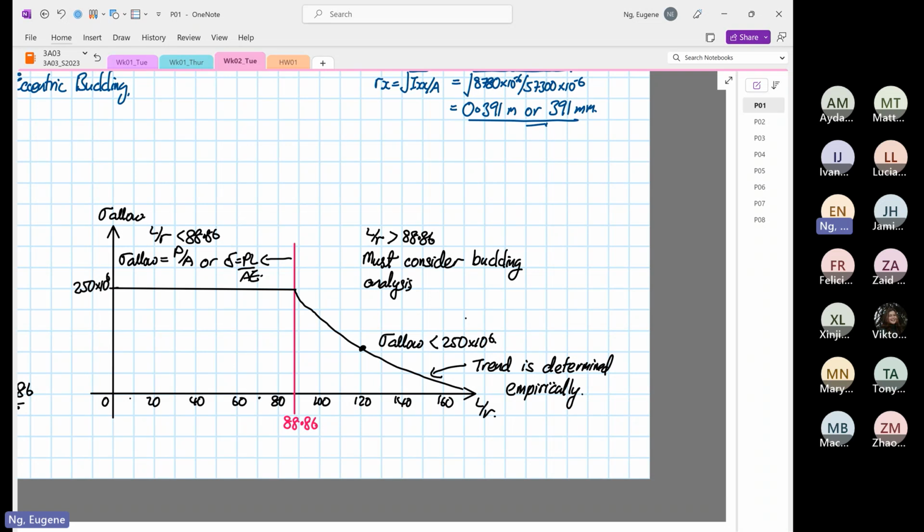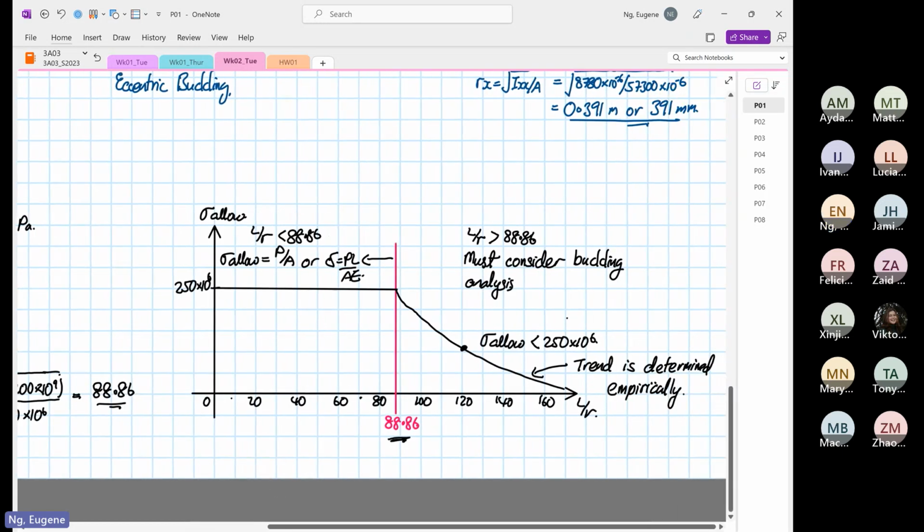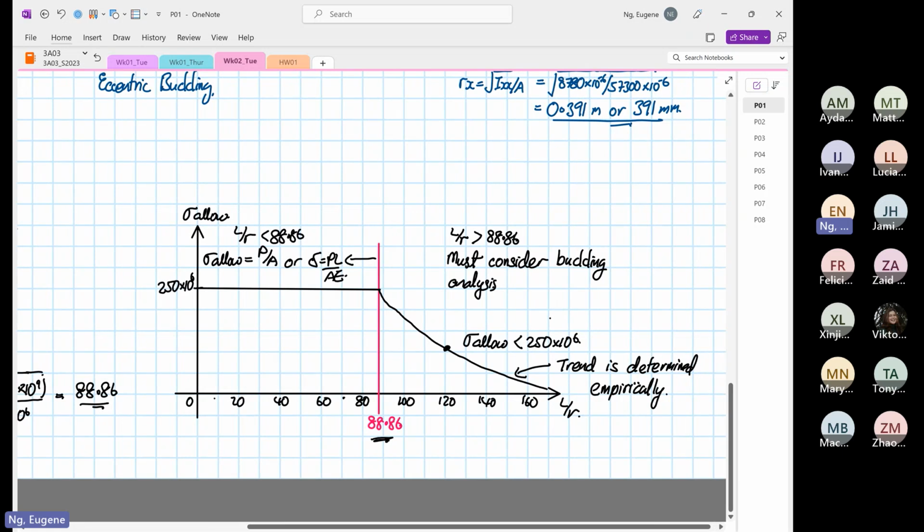I remember Lee was asking me, what is this L over R ratio? When do you actually need to analyze based on buckling? It's based on the L over R ratio. And 88.86 is controlled by two things. Pi is constant, so it is controlled by the Young's modulus and the critical stress. So this is how we use these values. Later on in the example, I'll show you how we can design a structure that is safe for buckling.